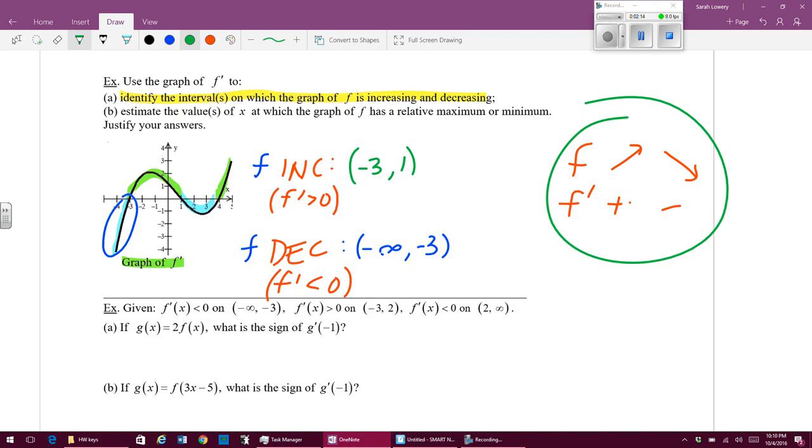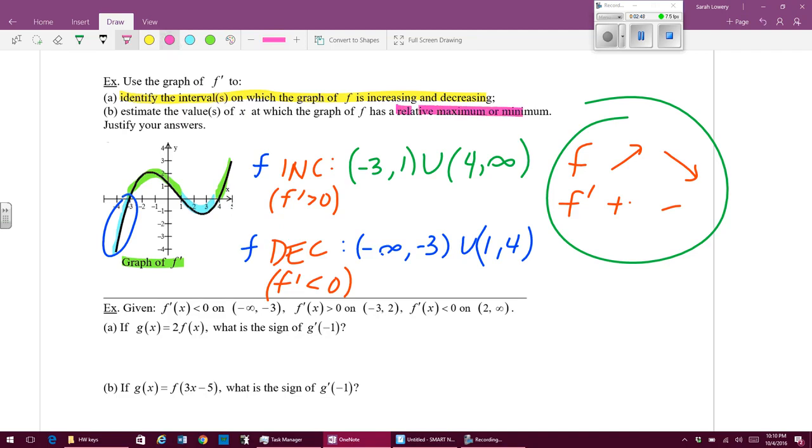So then I'm going to keep going, and I notice I go back negative. So that means that f is decreasing from 1 to 4. And again, we are increasing from 4 to... actually, scratch that. 4 to infinity if this keeps going. Okay? So part B of this says estimate the values on which f has relative maxima and minima.